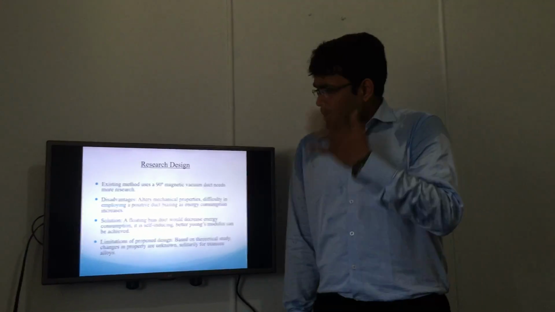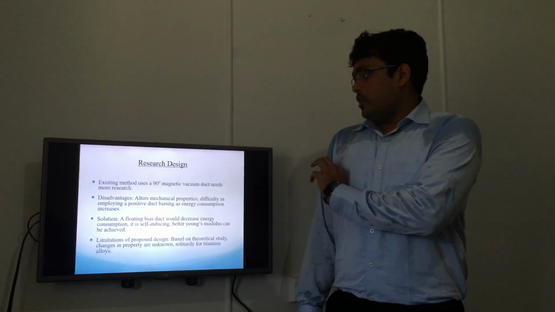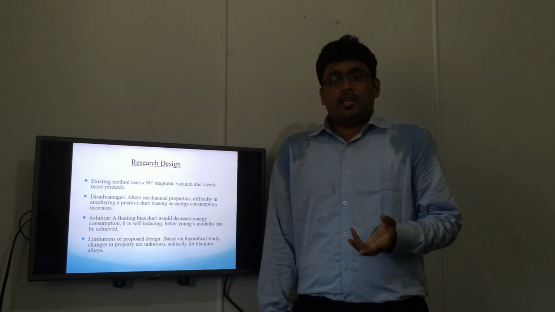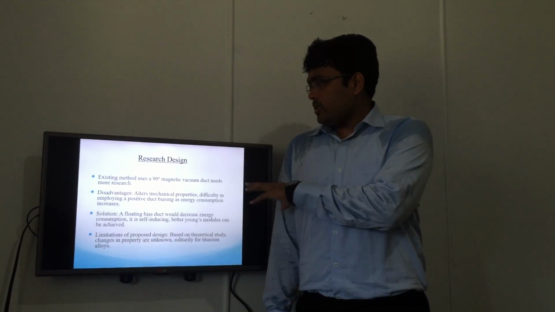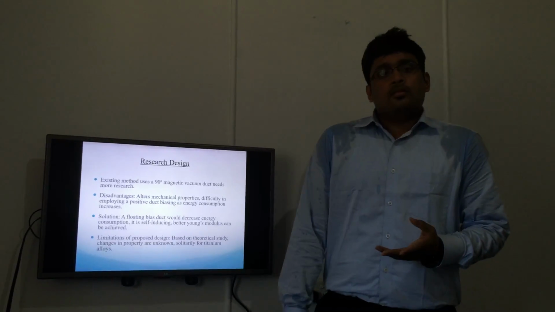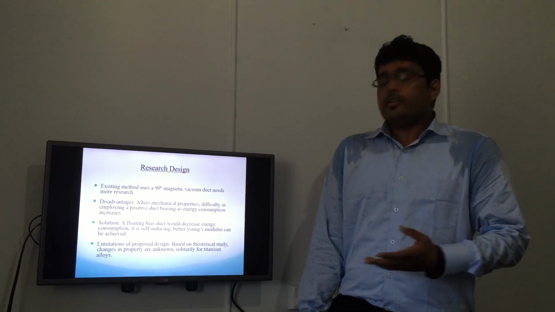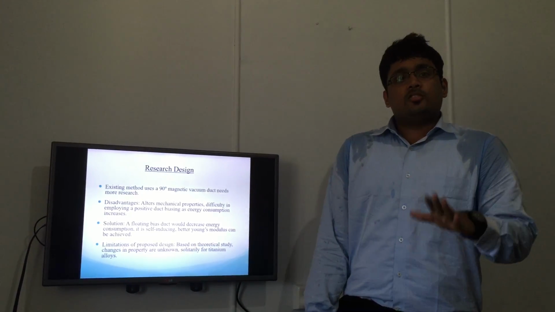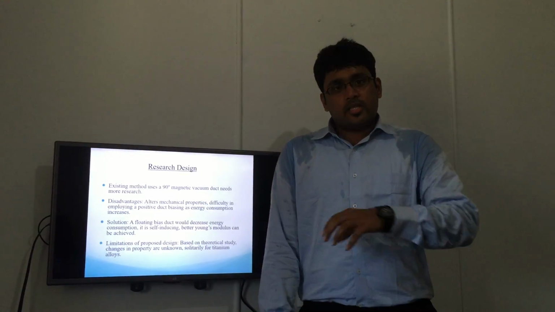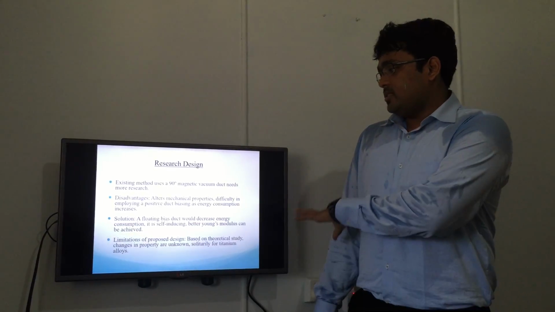So the research design: the existing method uses a 90-degree vacuum duct, as I said, but the disadvantage of this technique is that by using the 90-degree magnetic vacuum duct, mechanical properties get altered, and the energy consumption is much higher because a positive voltage has to be maintained so that the plasma is transported outside the substrate efficiently. So a solution is needed for the existing technique.